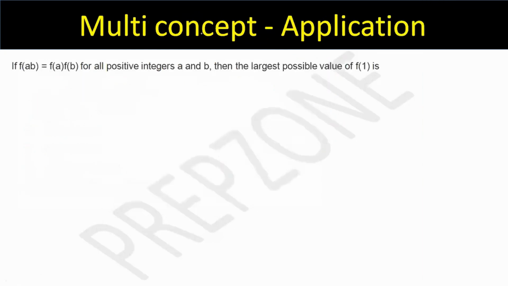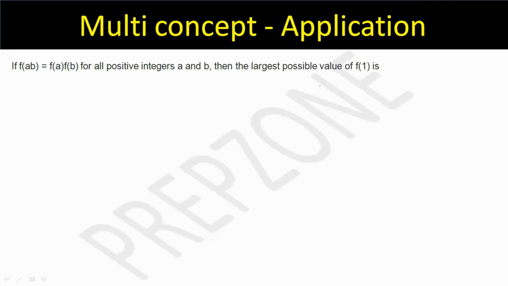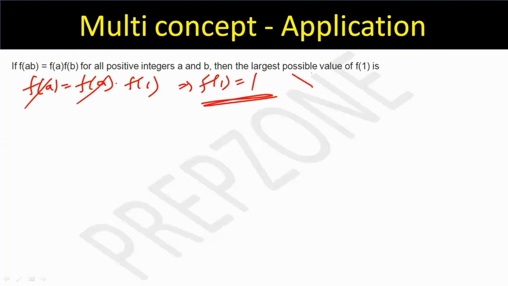Next question. Done. So let's see. The answer is 1. But let's see whether you have applied the right concept or not. What you do is put the value of b equals to 1 here. So you get f of a is equal to f of a into f of 1, right? Some of you have just cancelled this and said f of 1 is equal to 1. Not a correct answer. Like, the answer is correct, but not the right method.